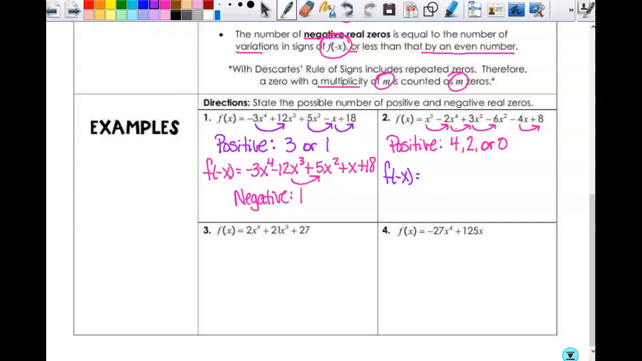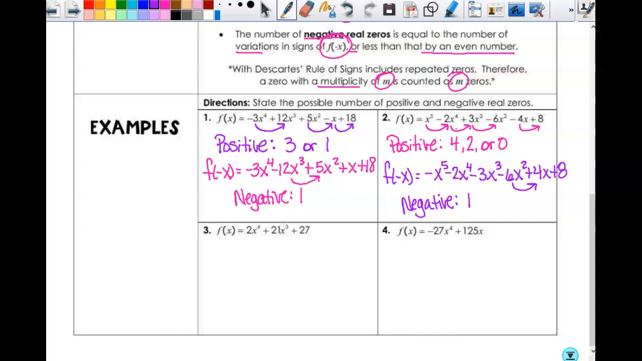Then I have to do f of negative x. That's equal to, right, so I have to substitute that in. Everything with an odd exponent changes its sign. Negative x to the 5th minus 2x to the 4th minus 3x cubed minus 6x squared plus 4x plus 8. Okay? So I've substituted in my negative x. Now I look at the variations in signs. Negative stays negative, stays negative, stays negative, changes to positive, stays positive. So for negative, it's only 1. I can't get less than that by an even number.